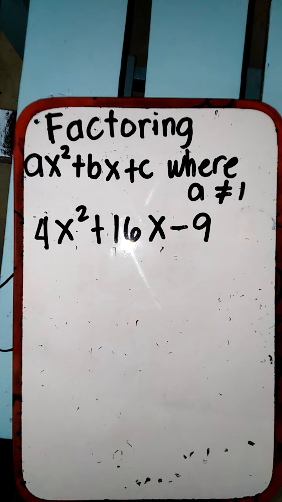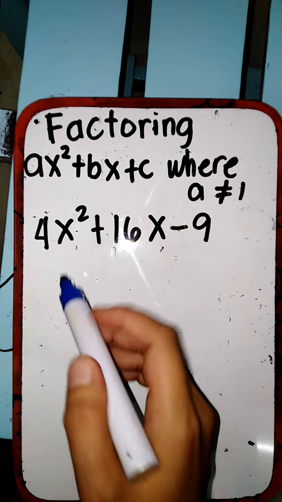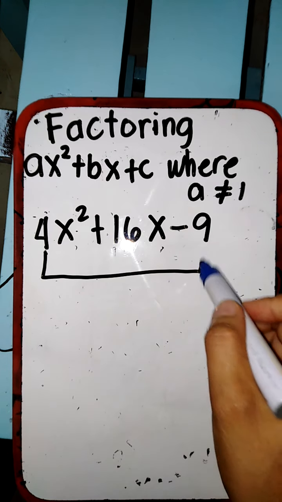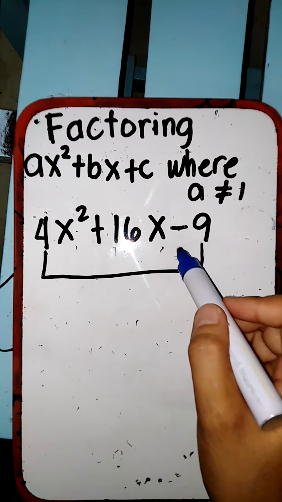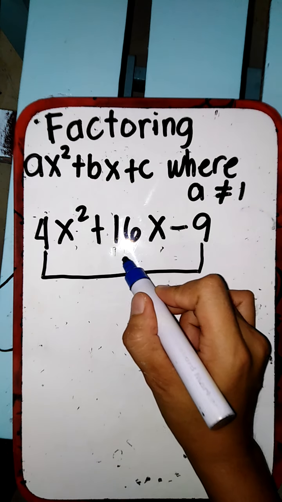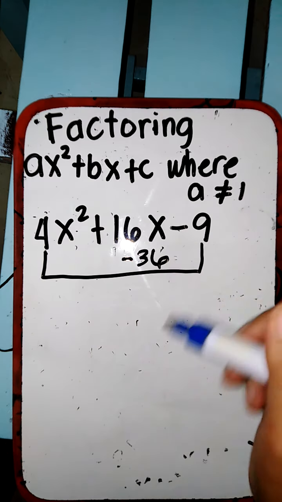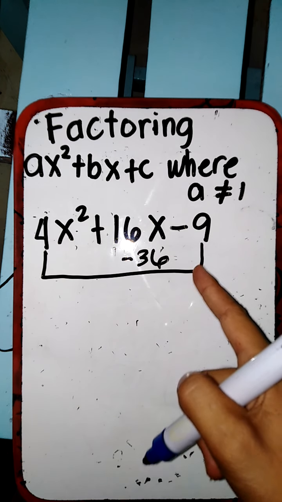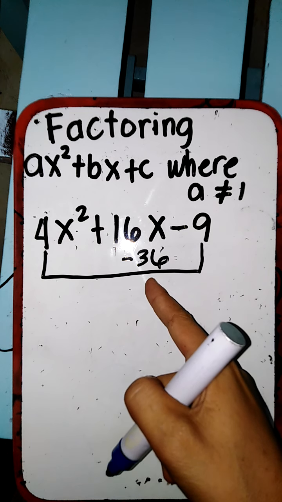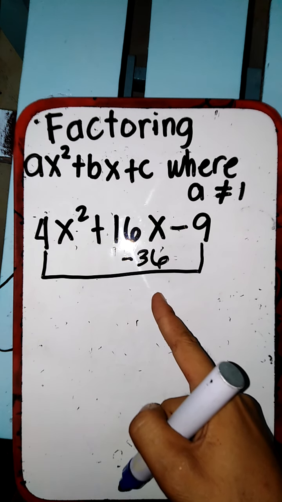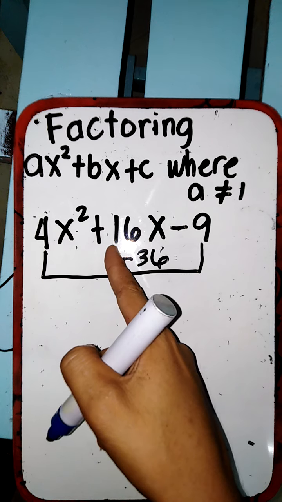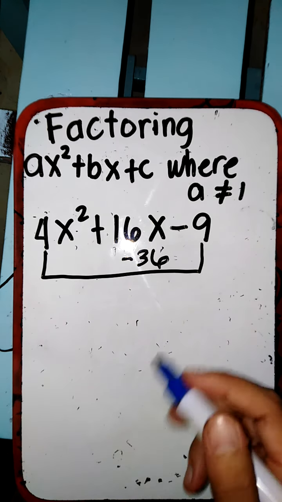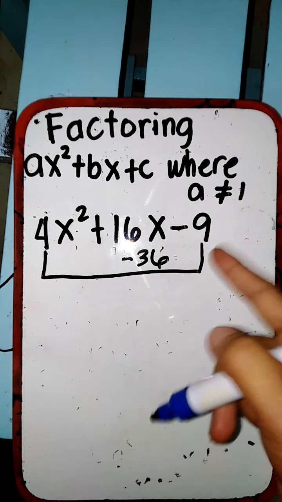The first step is to multiply our a and c. Our a is 4 and the c is negative 9. So what is 4 times negative 9? That is negative 36, right? Now, after finding the product of a and c, we are going to find the factors of negative 36 whose sum is equal to 16. Or 4x squared times negative 9, that is negative 36x squared.